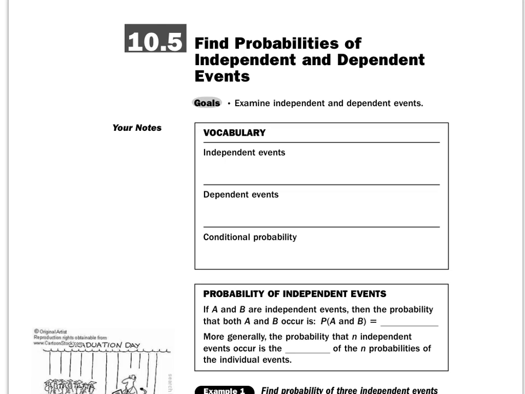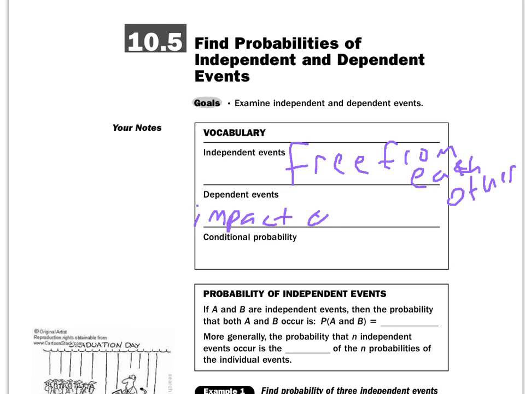Independent events are two events such that the occurrence of one has no effect on the other. Let's just go with free from each other. Two things that are free from each other. And dependent events affect each other. They have an impact upon one another.